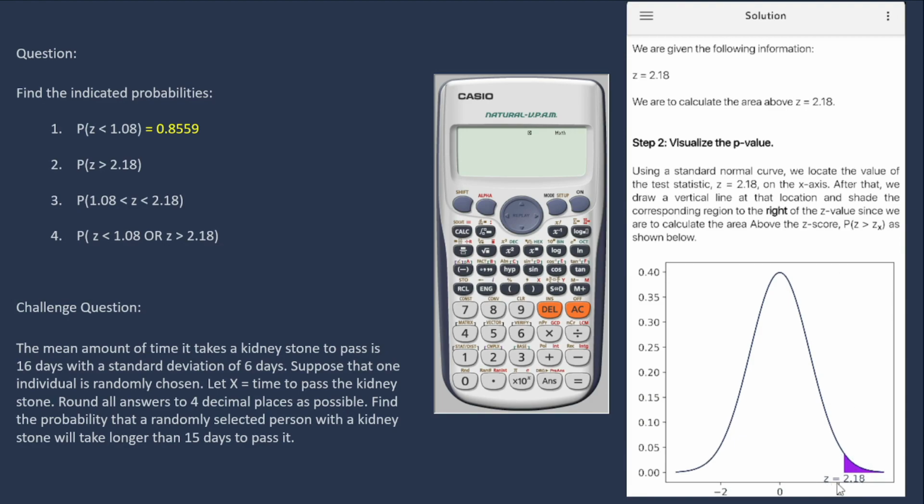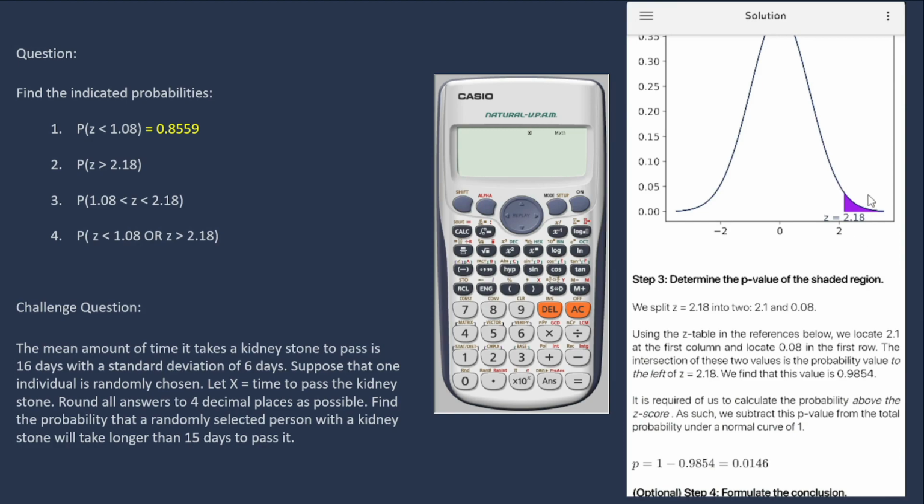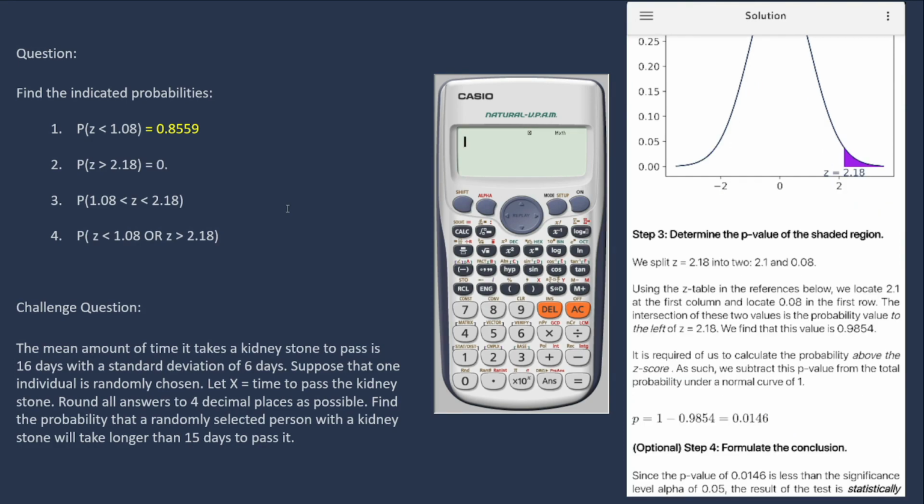So this is the required p-value. And then we determine that this value is equal to 0.0146. Now for the next one, we're tasked to calculate the probability value between 1.08 and 2.18.